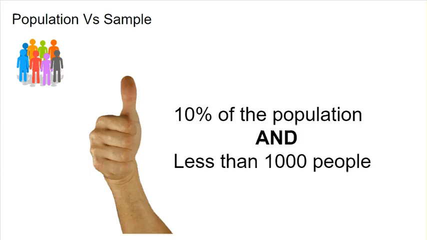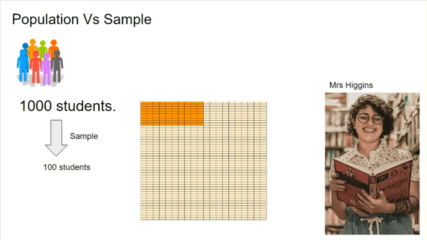The rule of thumb for choosing a sample is that it should be 10% of your population, and you should have no more than 1,000 people in your sample. In Mrs. Higgins' case, her population is the 1,000 students, so 10% of 1,000 is 100. So for Mrs. Higgins to get a representative sample, she should aim to ask about 100 students.